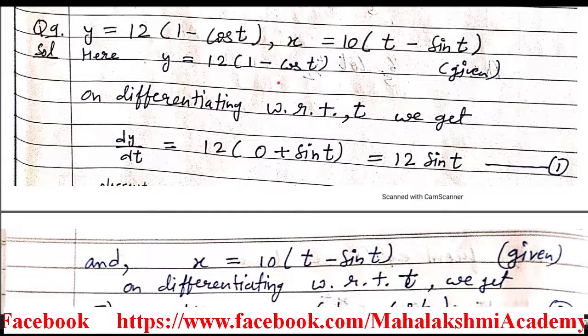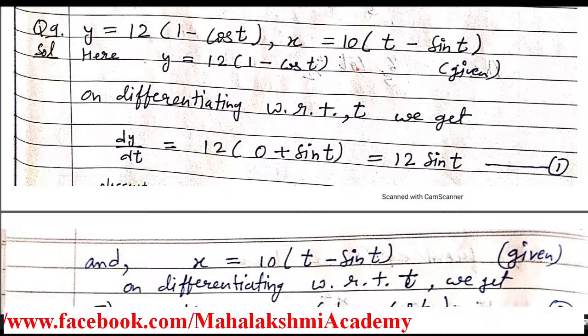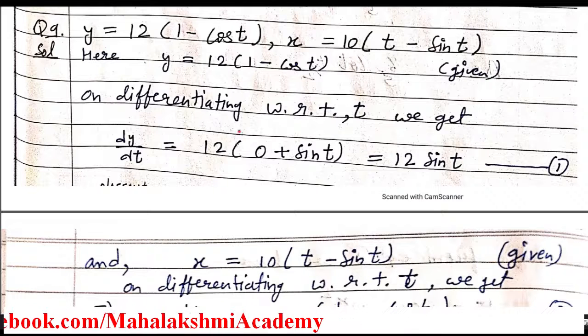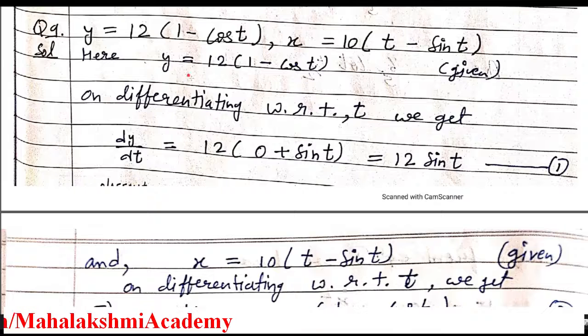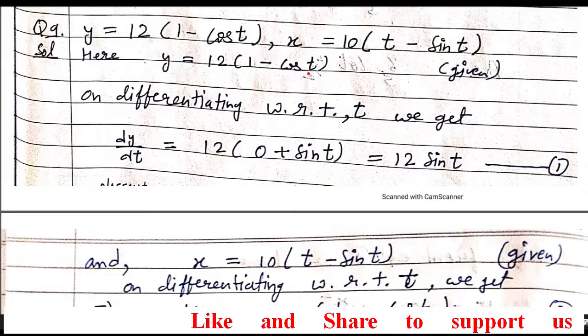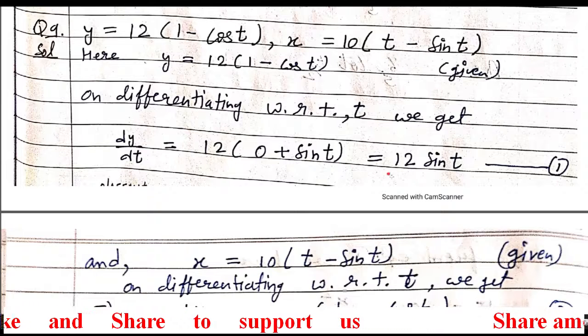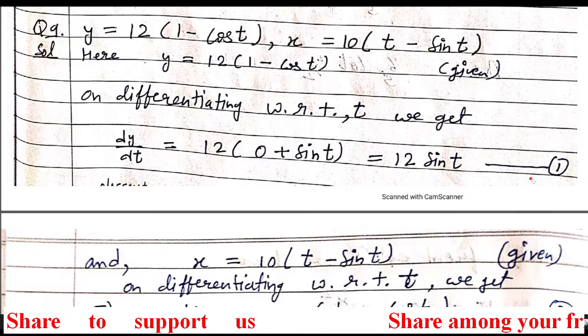When x and y are separately given in terms of some other variable, in that situation we have to follow this pattern. So first I wrote y, then I differentiated it with respect to t. When we differentiate it, this 12 will behave as the coefficient. So 12 as it is, the differentiation of 1 is 0, and the differentiation of cos t is minus sin t. That's why minus minus plus sin t came. So when we open it, we get only 12 sin t. That is my equation 1.